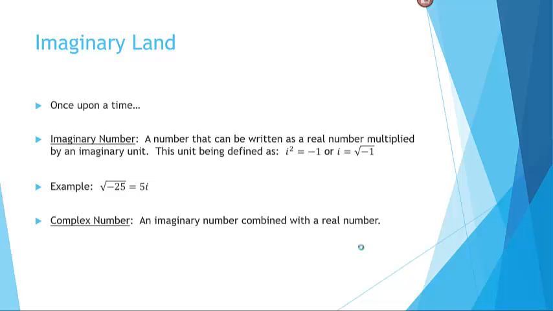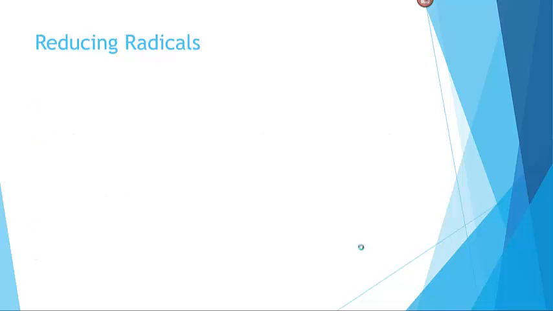But there is something called the complex number, an imaginary number combined with a real number. Thus, if we have 5 plus the square root of -4, that would be 5 plus 2i. So that's pretty much it for imaginary numbers. That's just a little tidbit of information.